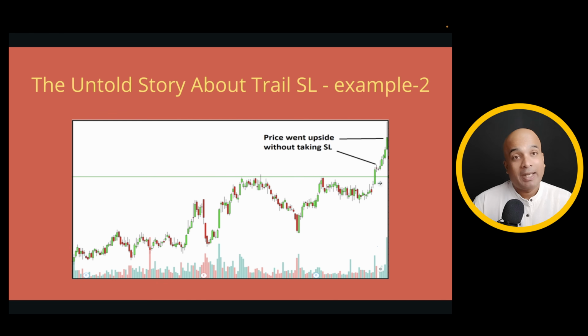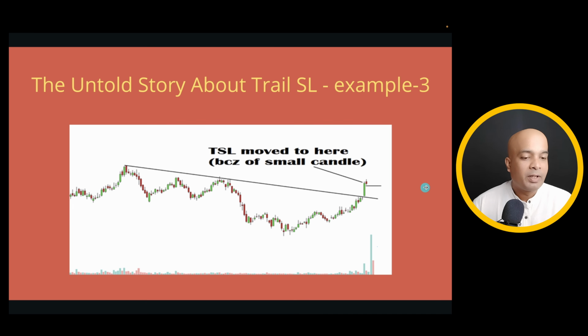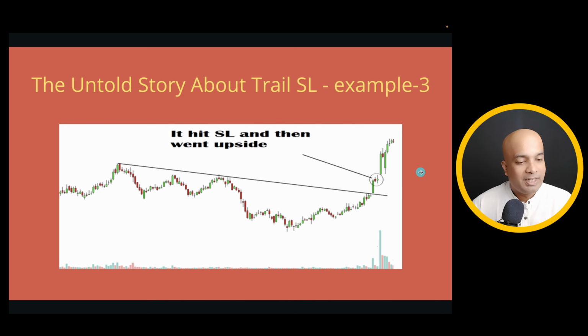One more example, there is a resistance trend line, price candle is big, quick time, yes; absence of selling week, yes; good volume. So in this case, there is a small selling candle. You need to trail your stop loss from the low of this breakout candle to the low of this. So in this case, price hit your stop loss and then it went upside.